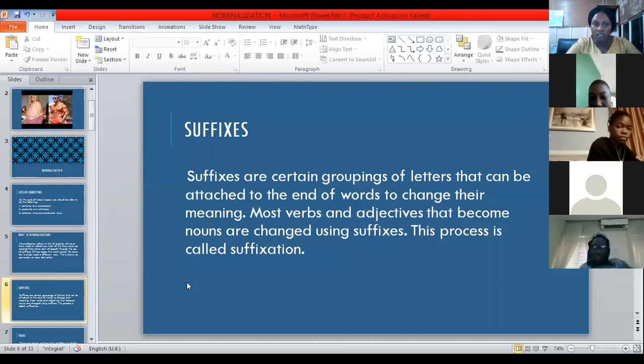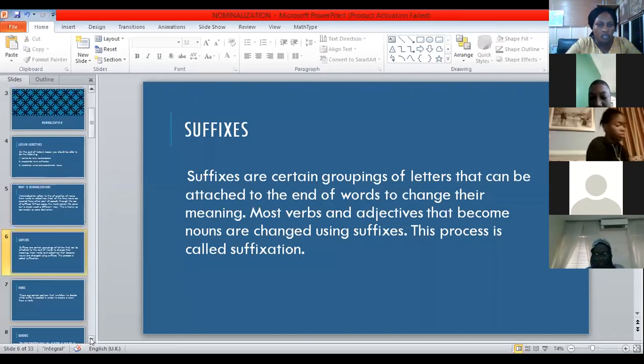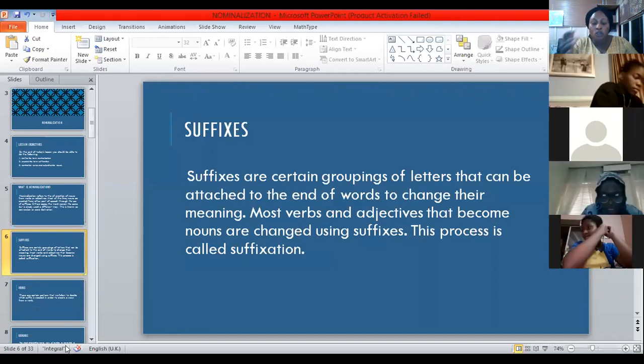I'll go again. Suffixation is the process of attaching a letter or groups of letters to the end of a word to change its meaning. We'll see more examples. Many times we use this in our everyday speech when we change the use of a word to another use by the addition of one suffix or another.